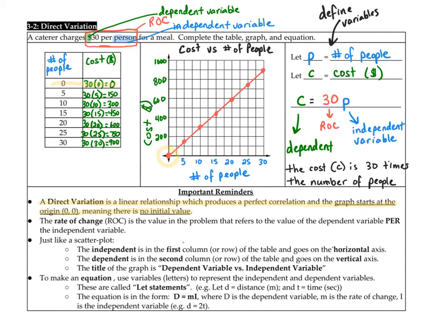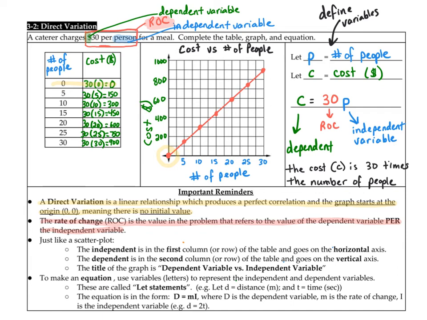So the next thing is you want to remember that the rate of change is the value in the problem that refers to the value of the dependent variable per the independent variable, which is what we did up here. So when you look for that statement that says something per something, that's the rate of change.